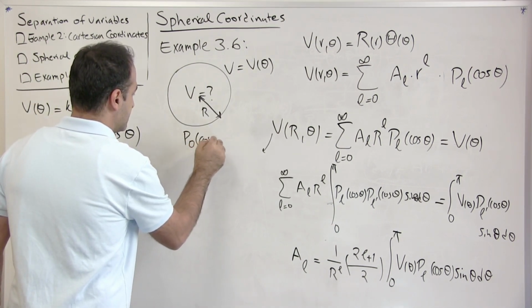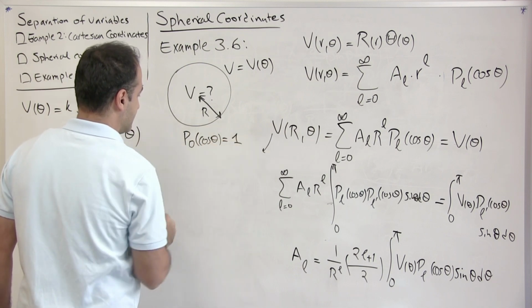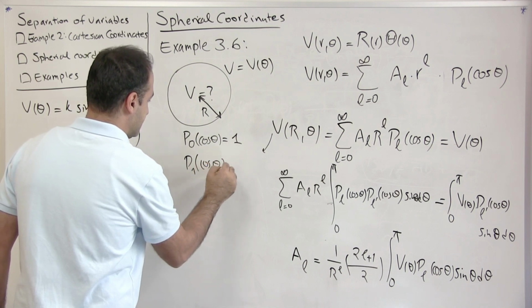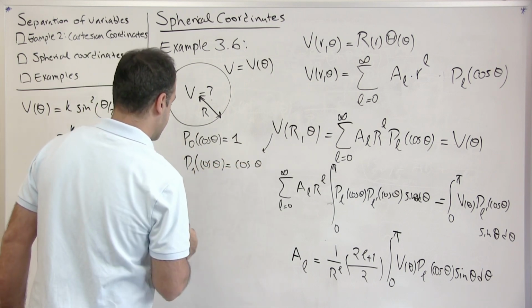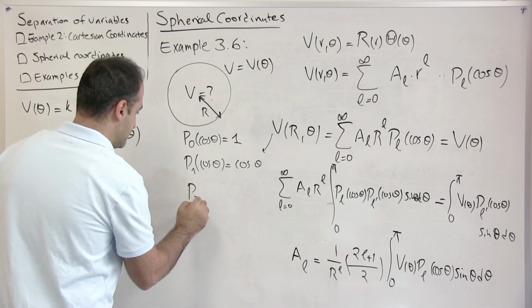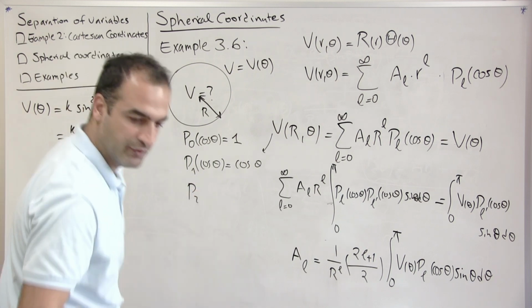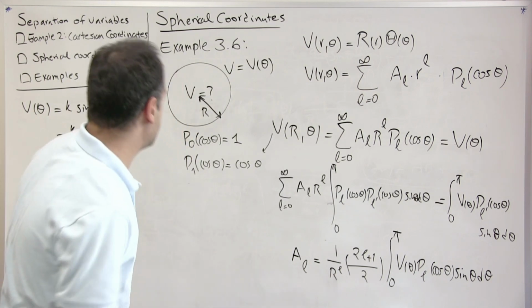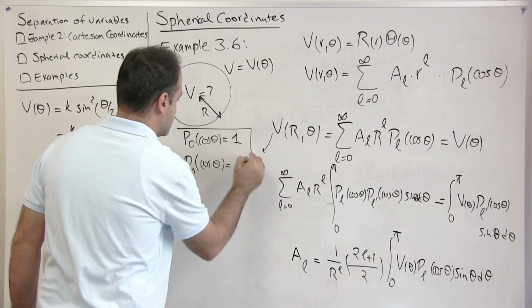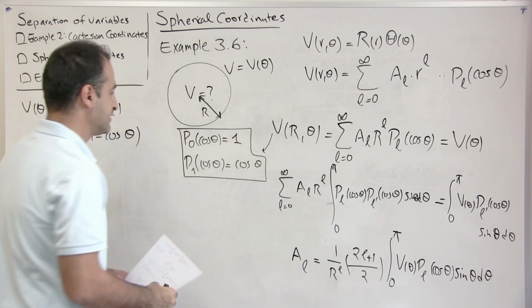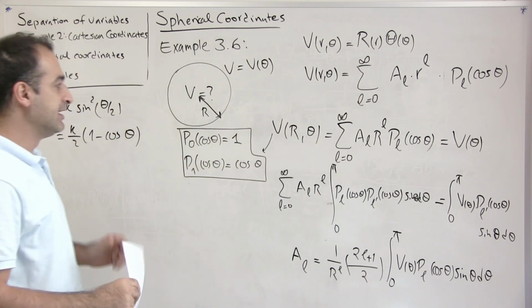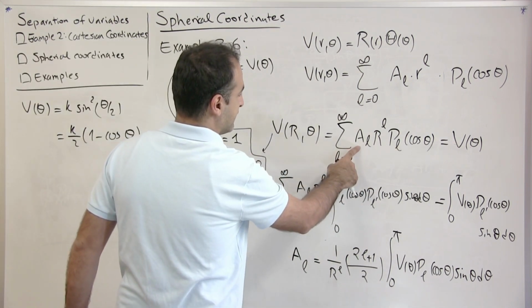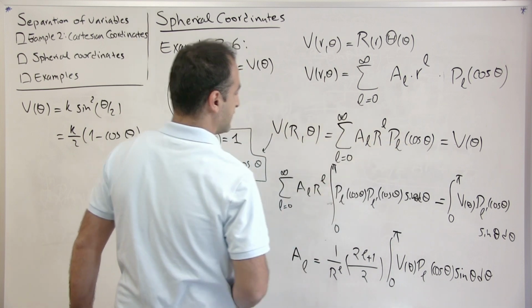P_0 of cos theta is just 1. P_1 of cos theta is just cos theta. And P_2, don't even worry about P_2, we don't even need that. The first few terms of the Legendre polynomials of cos theta are not complicated at all, just simple functions like this. Now the general solution is like this: A_L r to the power of L P_L of cosine theta.